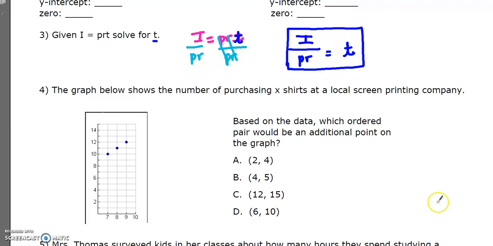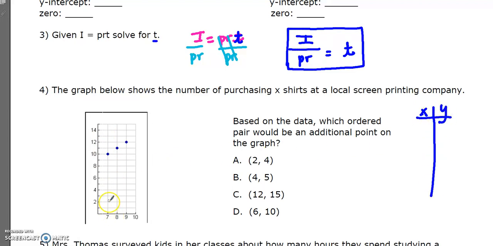Okay, number 4 says the graph below shows the number of purchasing X shirts at a local screen printing company. It said based on the data, which ordered pair would be an additional point on the graph. So if this is the number of shirts we're purchasing, and I'm assuming this is maybe the cost of the shirts, I'm going to make us a little data table and see where we are going with this.